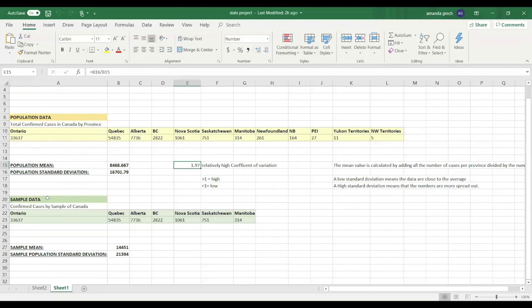Then I created a sample data. I created the sample data based on only about half of the provinces in Canada, so Ontario to Manitoba. I then found the sample mean, which was 14,451, which again is the average of all of these provinces. Then I did the same thing: I did a sample standard deviation, which gave us 21,394. And that's all for the population and sample standard deviation. Now back to my colleague.